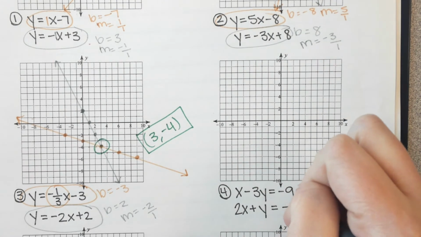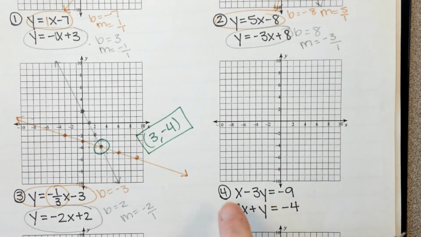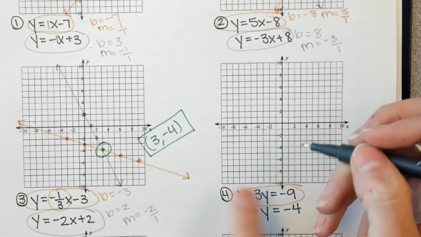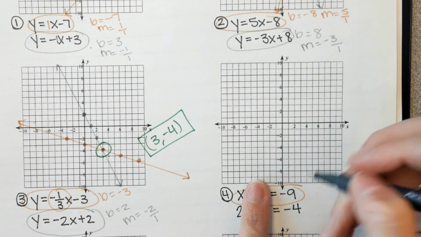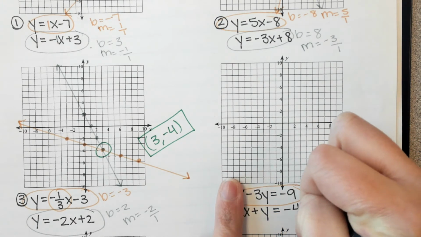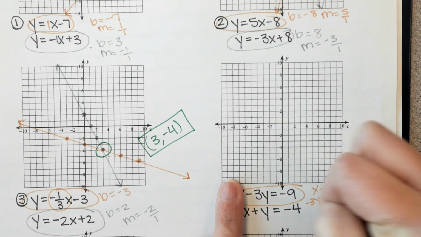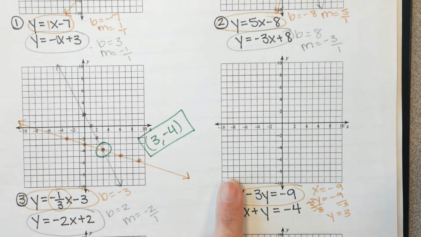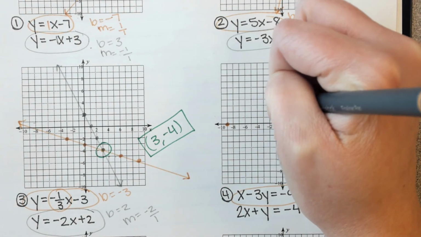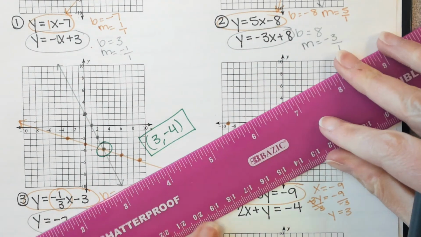Right, number 4. Number 4, this one's a little bit different. It's not in slope intercept form, so we're going to have to do a little bit of work to get our line. All right, so I'm going to start with this first one. I'm going to do all my work in this color so you know it matches. So for x, I'm going to have x equals -9. And for y, I'm going to have -3y equals -9. So y equals 3. Okay, so I'm going to go to -9 on the x. I'm going to go to +3 on the y and make my line.